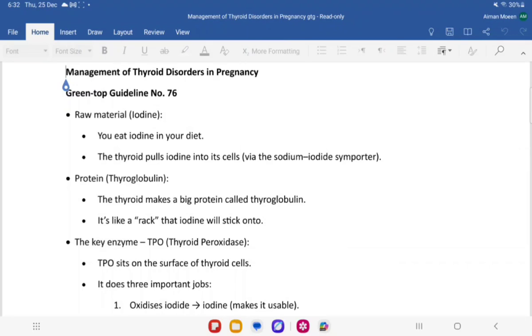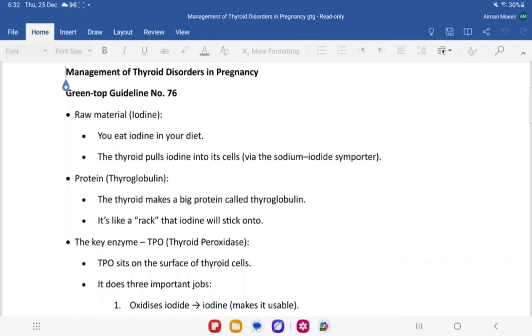Today we will be talking about the management of thyroid disorders in pregnancy. It is a new Green-top Guideline number 76. Before going into details of this guideline, we will talk a little bit about the physiology of the thyroid gland.